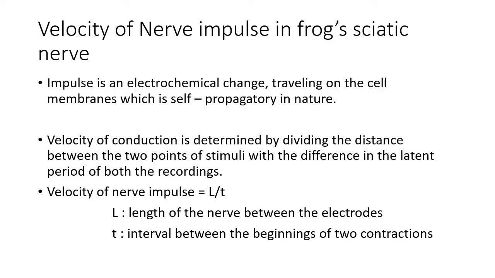Velocity of conduction is determined by dividing the distance between the 2 points of stimuli with the difference in the latent period of both the recordings. So we can say velocity of the nerve impulse is equal to L upon T, where L is equal to length of the nerve between the electrodes and T is interval between the beginnings of two contractions.